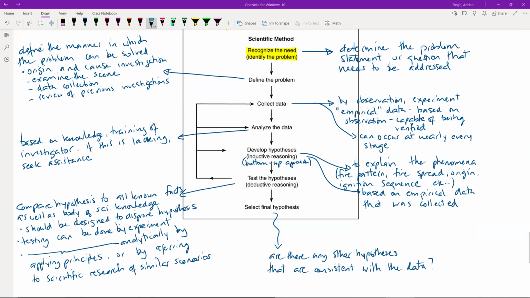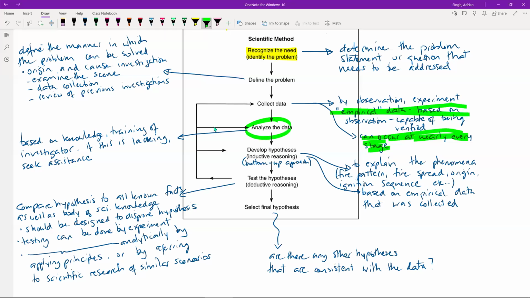Okay, and what empirical means in this setting is that it is capable of being verified, or it's known to be true. So that's the step that we're on right now. Again, this data collection can occur at any stage, or nearly every stage, in the process. Once the data is collected, we need to do something with it, right? We're going to analyze the data itself.